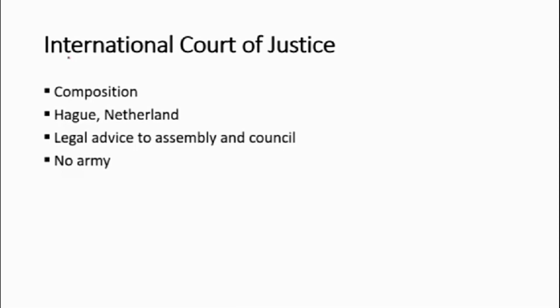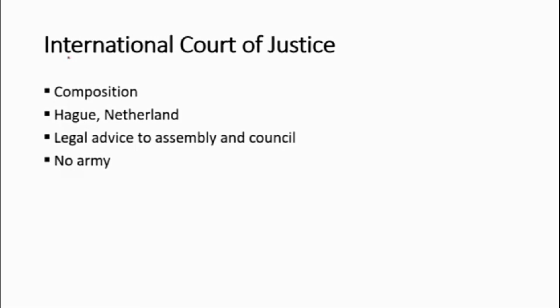The work of this organ was to give legal advice to the Assembly and Council. For example, Kulbhushan Yadav of India was caught in Pakistan, accused of being an intelligence secret agent. India brought the dispute before the International Court of Justice, and the case is going on. Even if the ICJ gives a judgment against India, India won't be bound by any judgment of the ICJ.